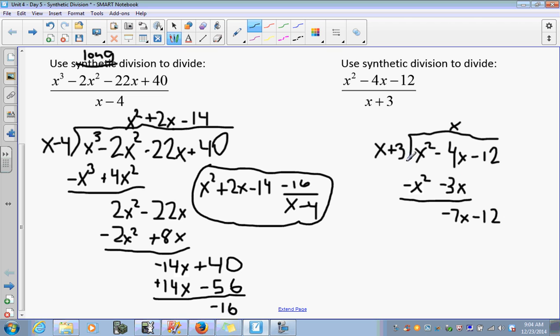Now, what do I need to multiply x by to get a negative 7x? Well, wouldn't that just be negative 7? And distribute the negative 7. Negative 7 times x will give me a negative 7x. Negative 7 times negative 3, wouldn't that be a negative 21? Negative 21.